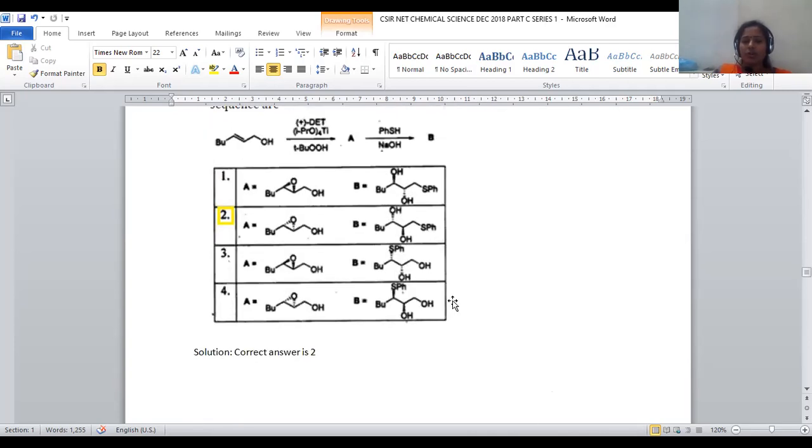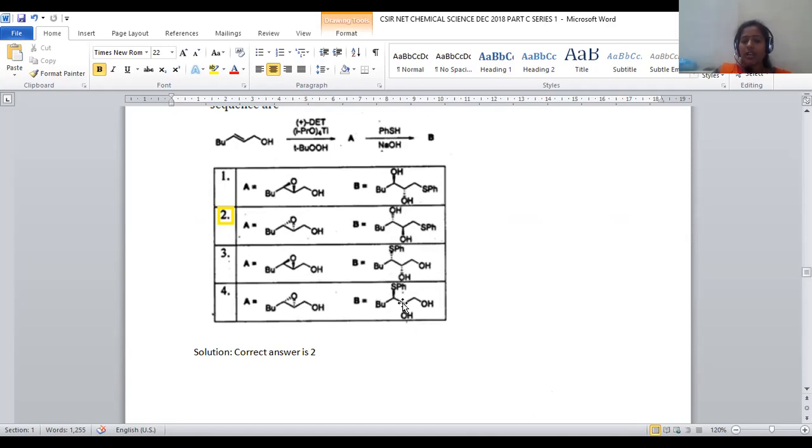Trans diol will be generated. This will be the stereochemistry of the reaction. Now let us see where the product is formed. Here, with the backside epoxide, either option number 2 or 4 will be right. But in accordance with compound B, what could be the answer? Both should be in the trans position.